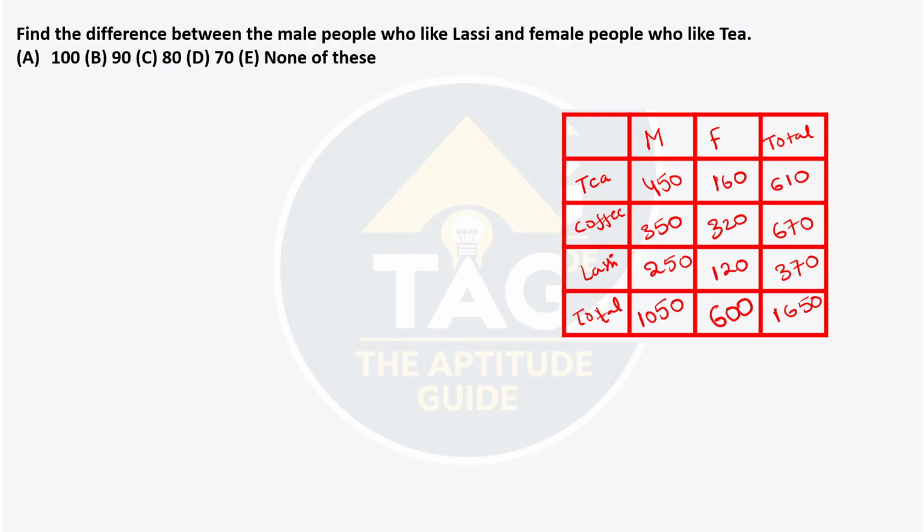Let us solve these questions now. Find the difference between the male people who like lassi and the female people who like tea. So male people who like lassi is 250. Female people who like tea, 160. You're expected to find the difference between these two. It's 90.